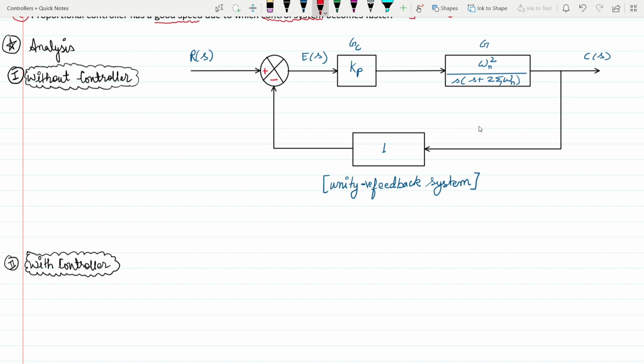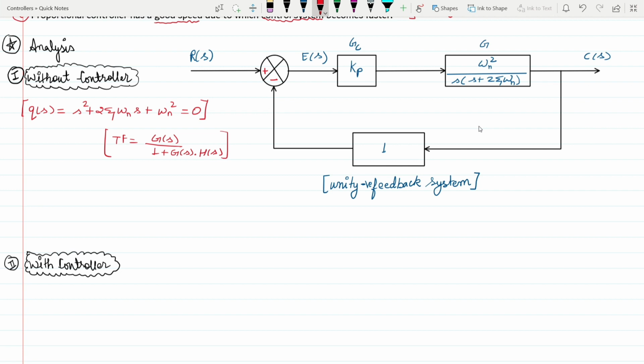Without the controller we have a characteristic equation Q of S, which equals S square plus 2 zeta omega n S plus omega n square, which equals 0. This is the standard second order characteristic equation with negative unity feedback. As you all know, we have the transfer function in case of a negative feedback system as g of s upon 1 plus g of s into h of s. Here h of s is 1 and g of s is this value. When you substitute this value and find the characteristic equation q of s, you will get this characteristic equation.